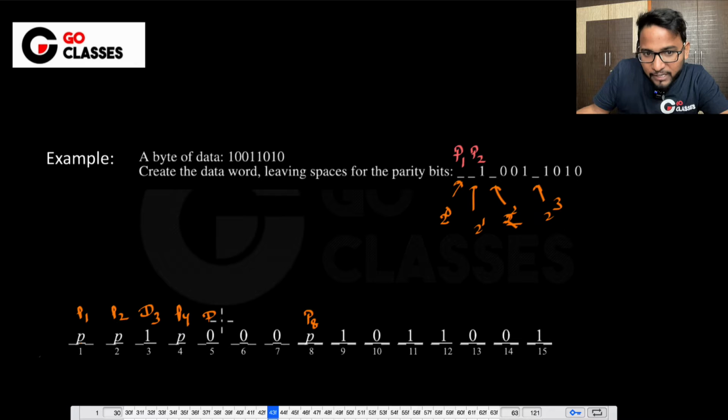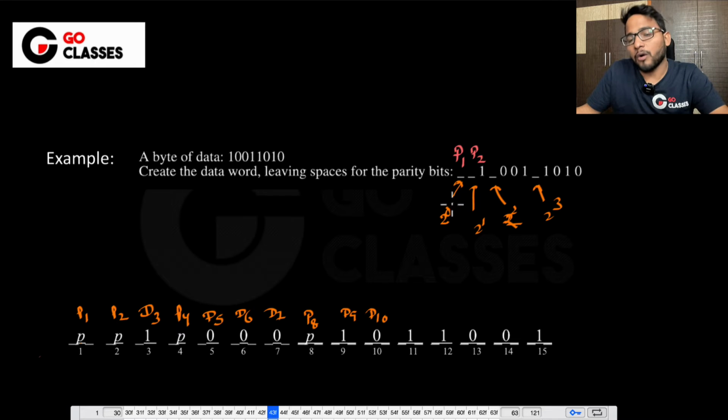Instead of calling D2, I will be calling D5. So basically it is P or D, and this index is just representing the position number, right? So it is D6, D7, this is D9, this is D10, like that, right? So this is the notation that I am using.